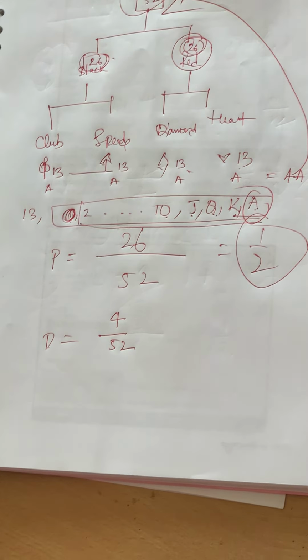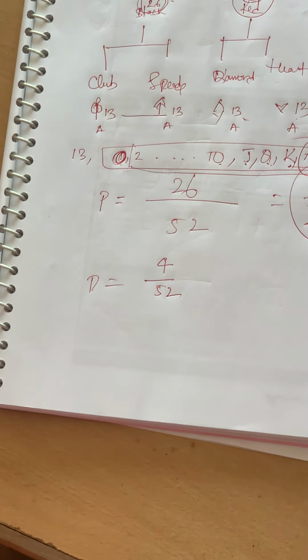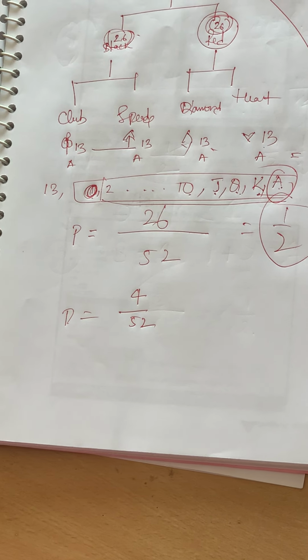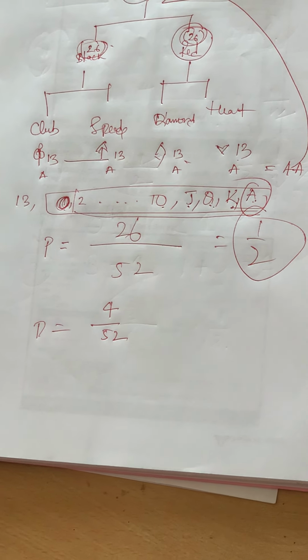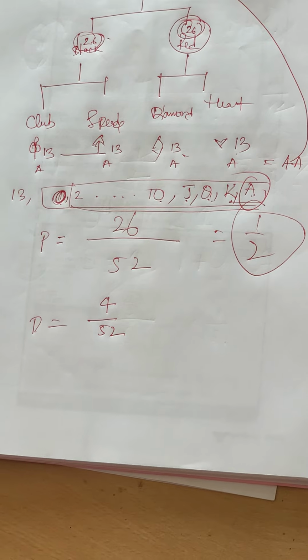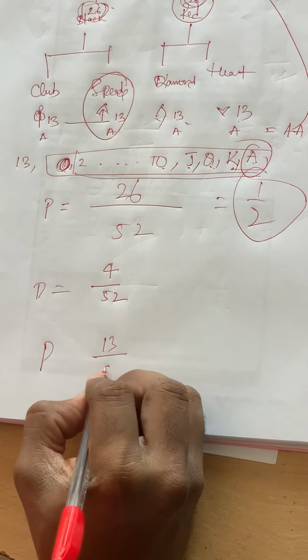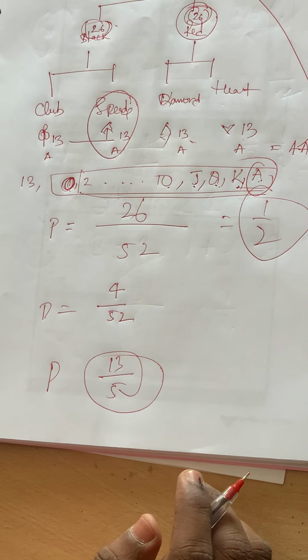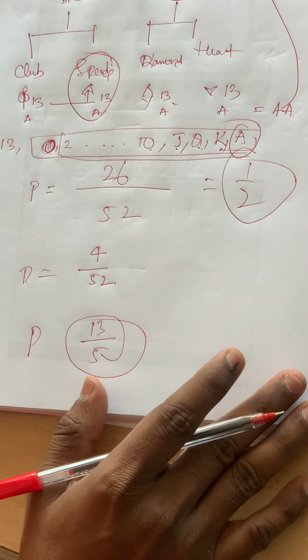Similarly, for example, getting a spade is my success. Then what is the probability? Only spades. The probability is 13 by 52, since only spade cards are 13. So this is the basic concept about probability.